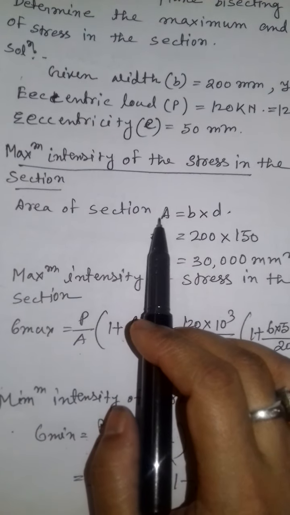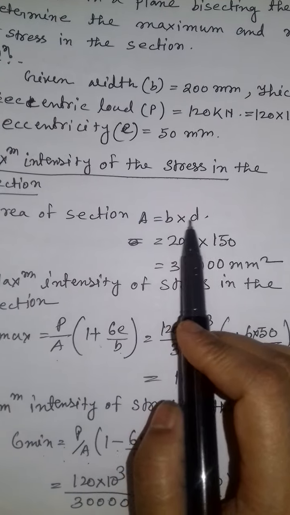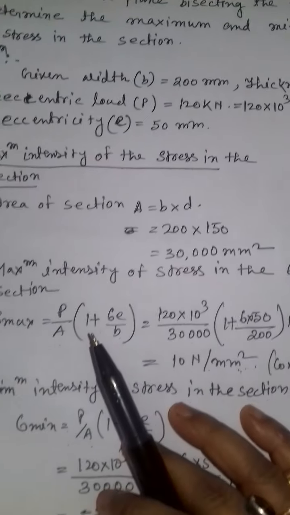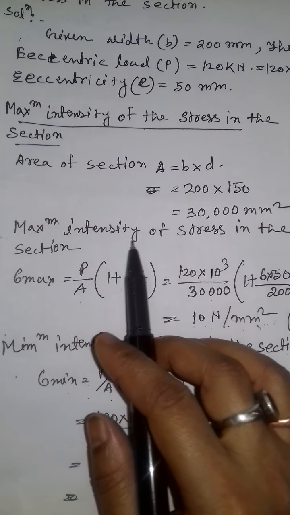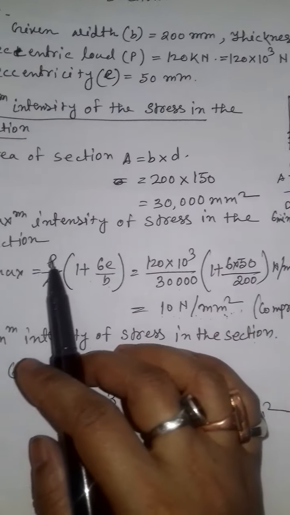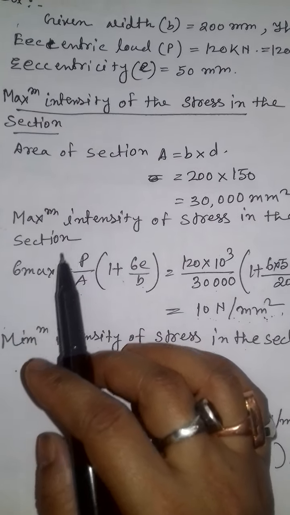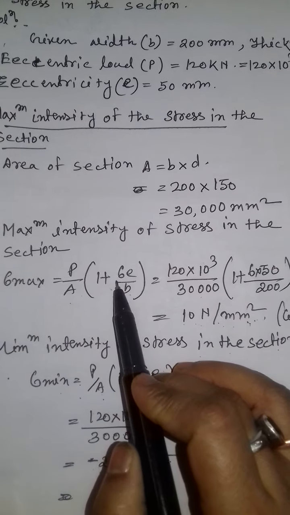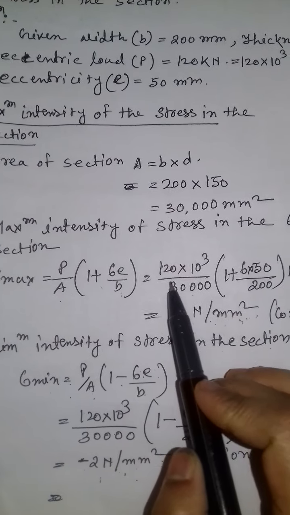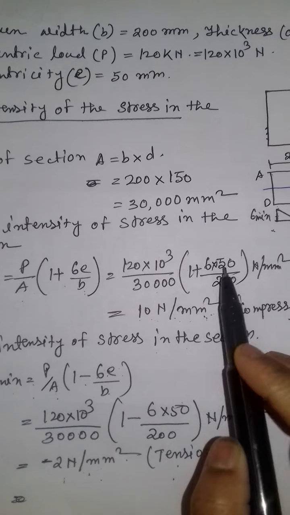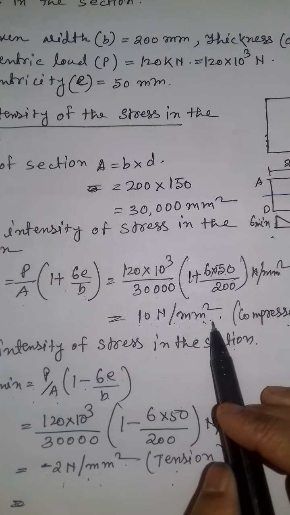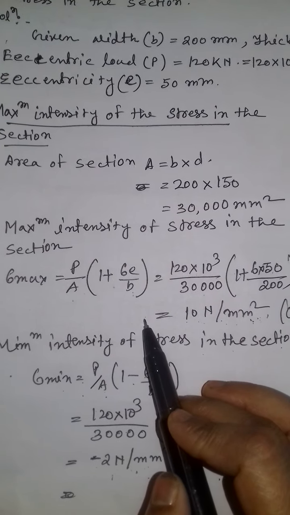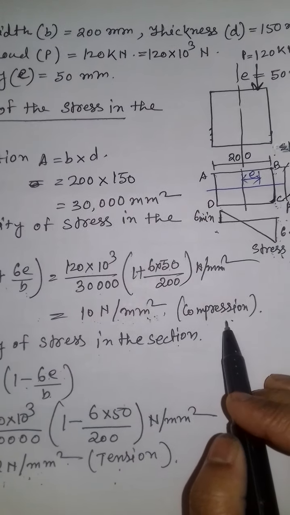So area of the section we can write A is equal to B into D, and it is 200 into 150. Now maximum intensity of stress in the section we already know, sigma max is equal to P by A into 1 plus 6E by B. So here put all these values. It comes 120 Newton per mm square. Here sigma max is positive, so we can write here compression in nature.